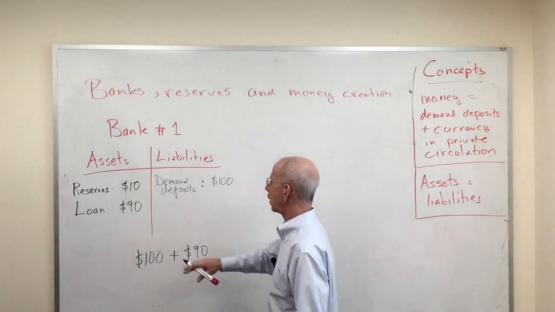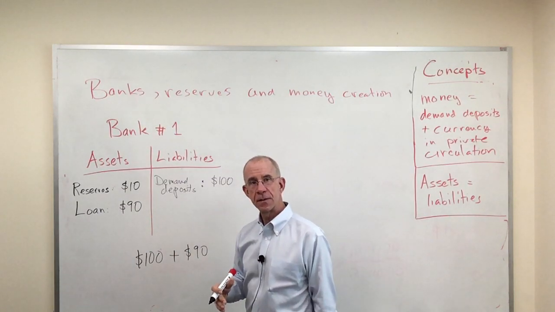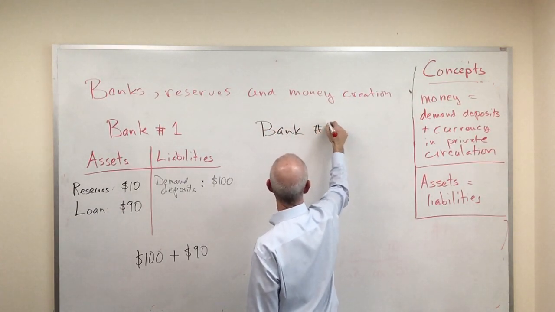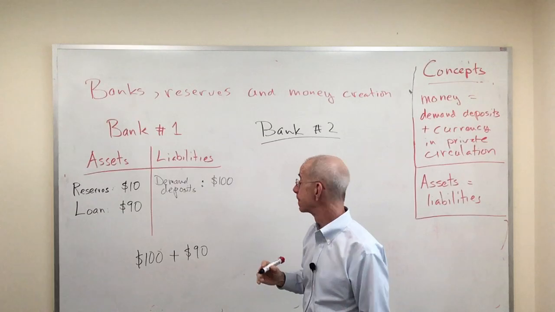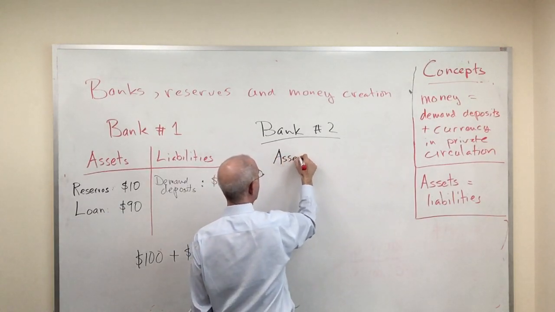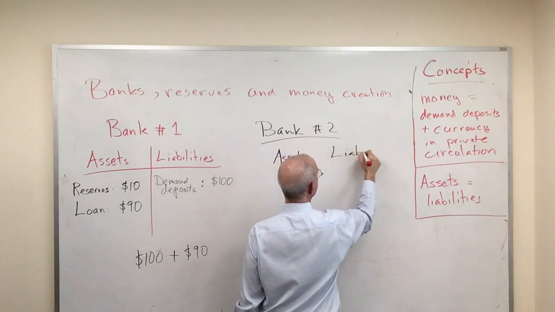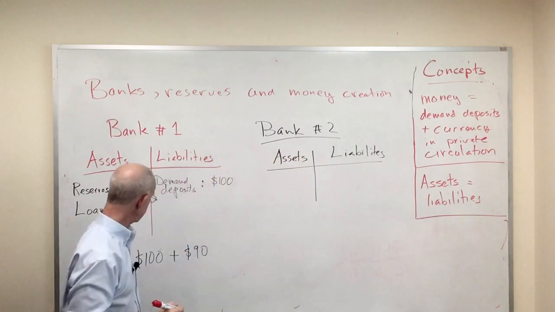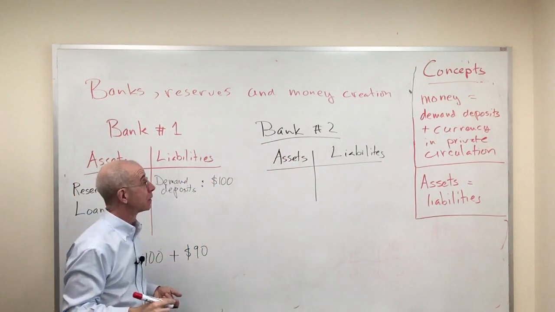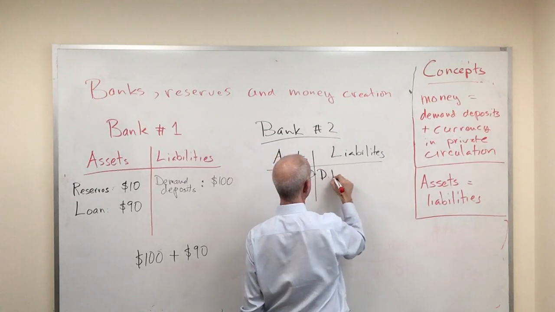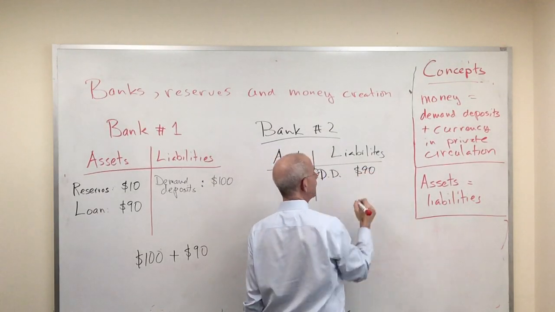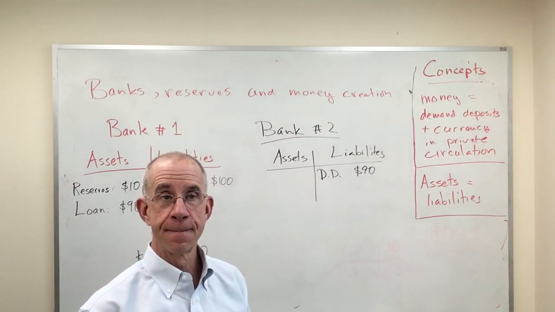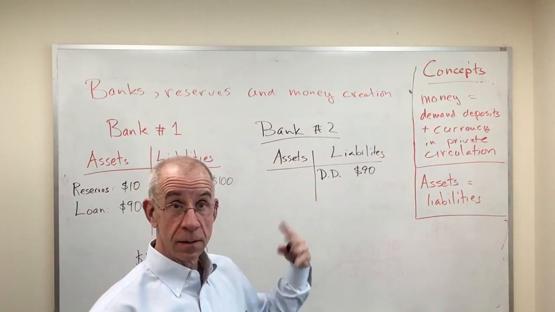Let's say that the people that have gotten this loan take it to bank number 2. They've got assets and liabilities. This $90 that was borrowed shows up in bank number 2 in a checking account, which they can ask for anytime.